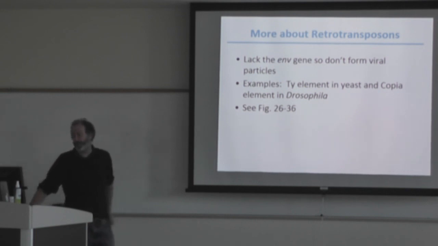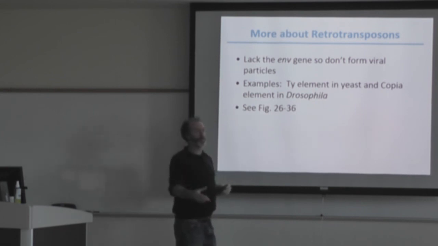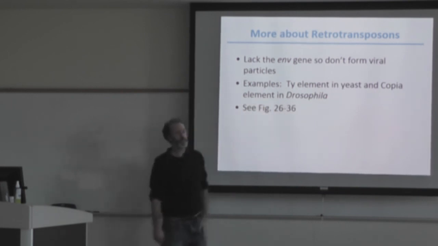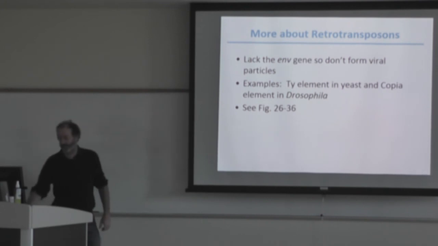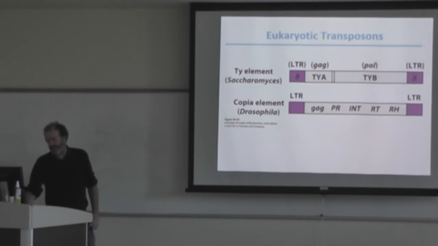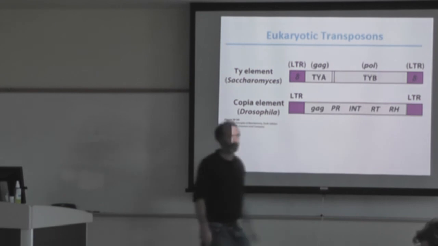Retrotransposons, however, lack the ENV gene, so they don't form viral particles. They're just able to move around the genome. They don't code anything that's going to make up a viral coat. Examples include the Ty element in yeast and the copia element in Drosophila, two retrotransposons that they've identified. They can be used as tools for site-specific insertion of genes. These are examples of the Ty and the copia elements. They contain GAG and POL, but nothing for ENV.